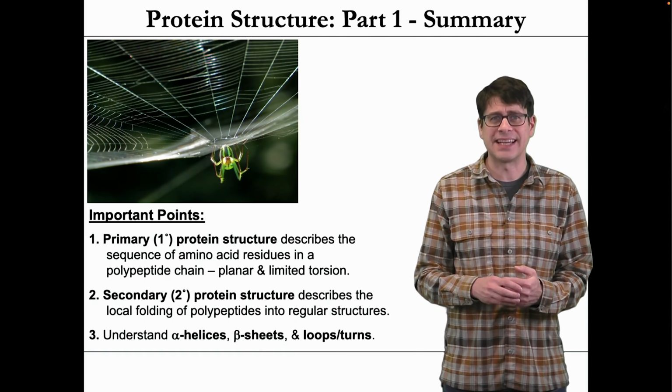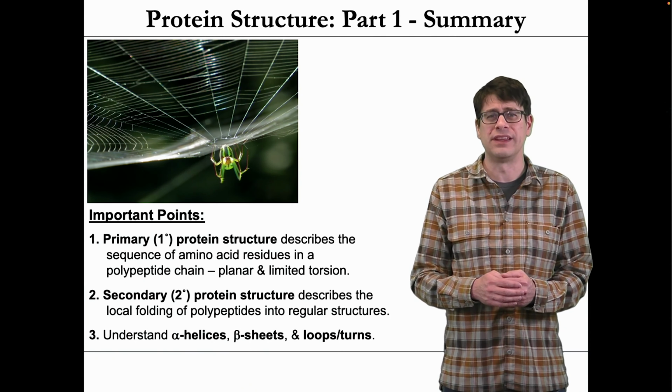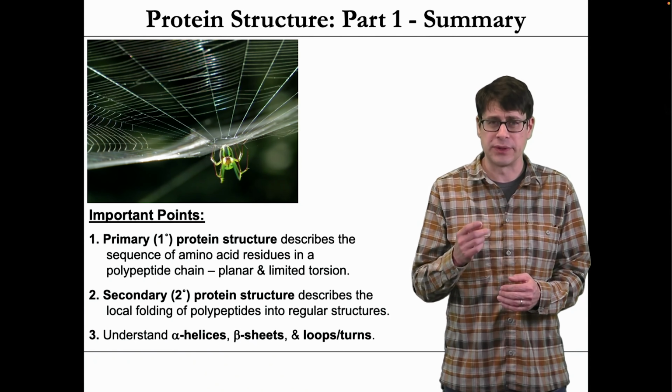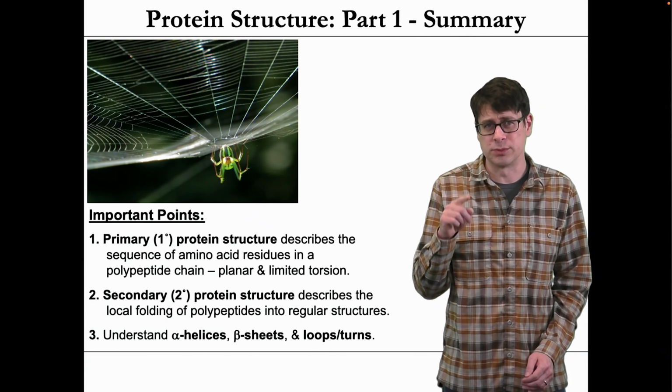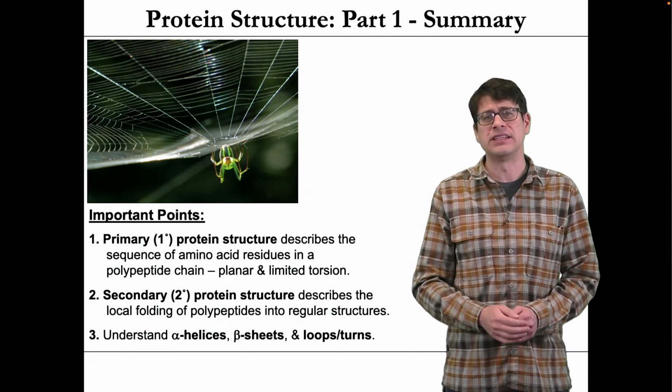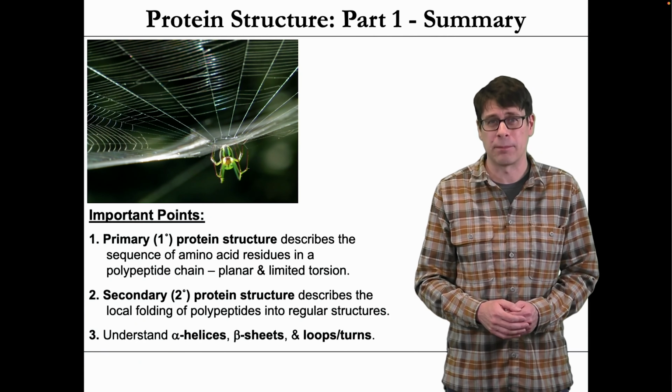And you need to understand that secondary structure describes the local folding of polypeptides into these regular structures. So you need to be able to recognize alpha helices, beta sheets, as well as loops and turns, and understand that these are formed by hydrogen bonding interactions on the polypeptide backbone.